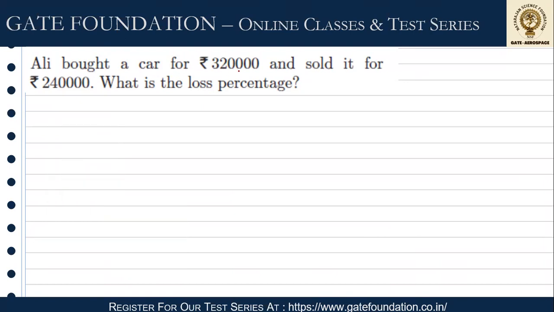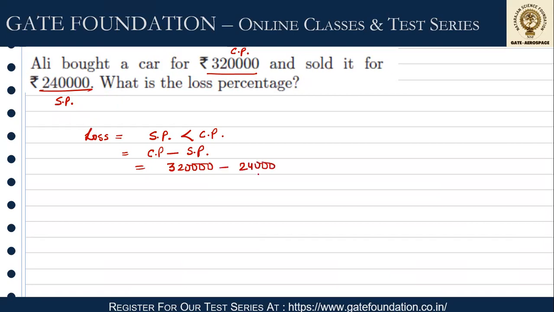So Ali bought a car for 3 lakh 20,000 and sold it for 2 lakh 40,000. Obviously, ज़्यादा में खरीदा है, कम में बेचा है. So we have to identify loss percentage. In this case, this is what the seller has bought, so this will be your cost price, and this will be your selling price. Right. So in the case of loss, obviously the selling price is less than the cost price. So loss will be equal to cost price minus selling price, which will be 3 lakh 20,000 minus 2 lakh 40,000, basically 80,000. So 80,000 के loss में he has sold his car.